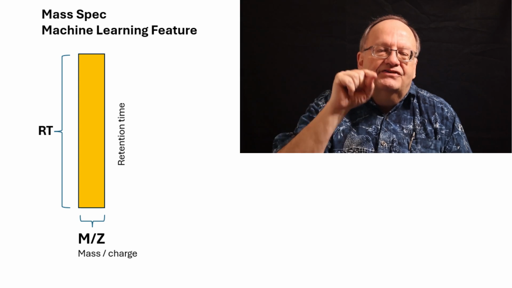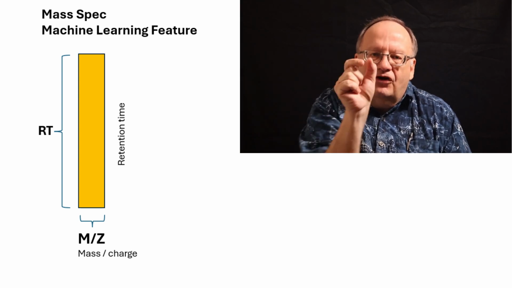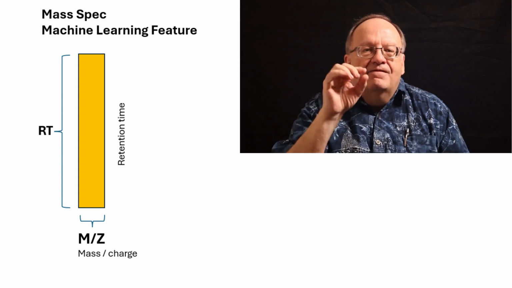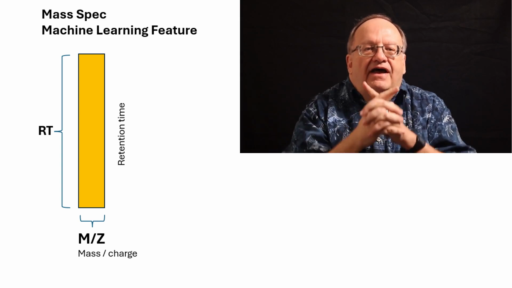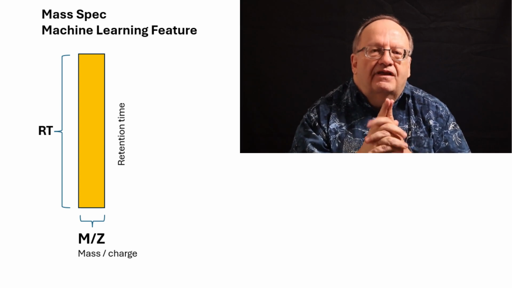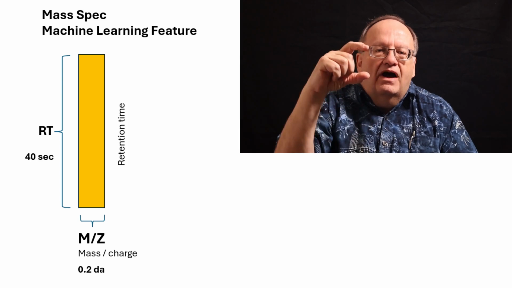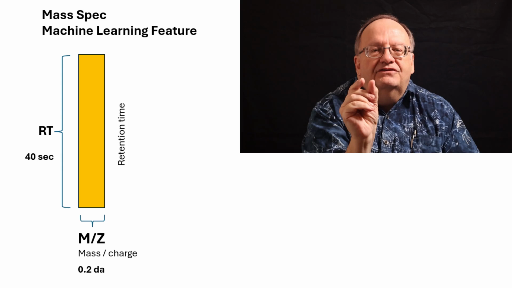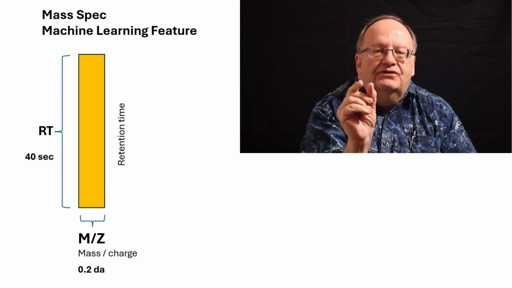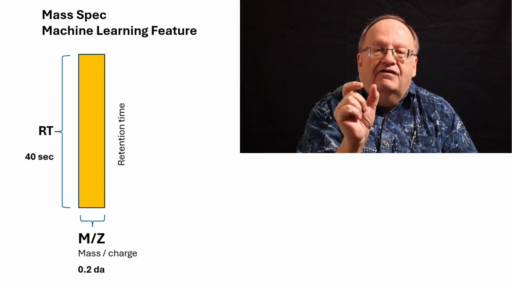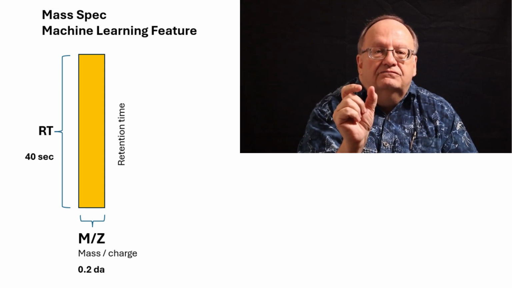The values are the sum of all the abundances that occurred in each m over z RT rectangle. Understanding that, now the resolution is how wide is that m over z and how wide in seconds is RT. M over z is measured in Daltons, roughly the mass of a proton. So we'll frequently start out with an m over z of 0.2 Daltons. This is relatively low resolution actually.